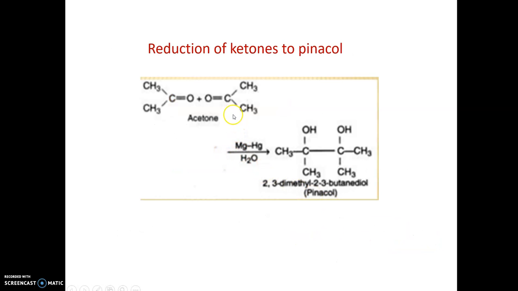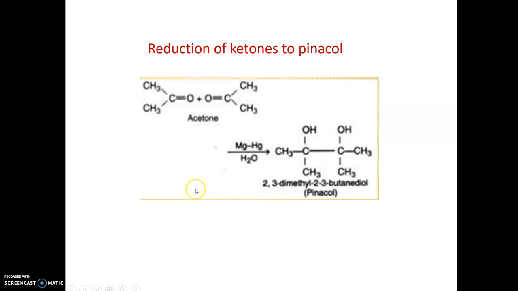The important thing is that ketones can be reduced to give pinacol. When we take two molecules of acetone in the presence of magnesium and mercury, it results in the formation of a completely substituted diol, that is, pinacol, which is 2,3-dimethyl-2,3-butanediol. So ketones can be reduced to pinacol, but aldehydes do not form pinacol.